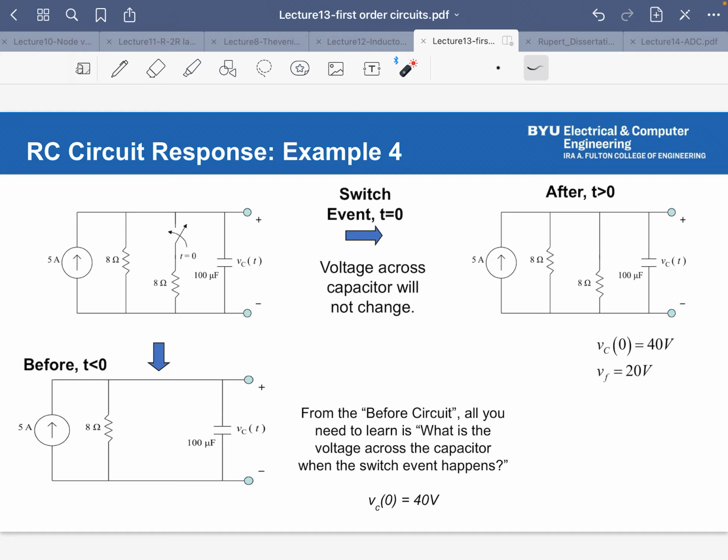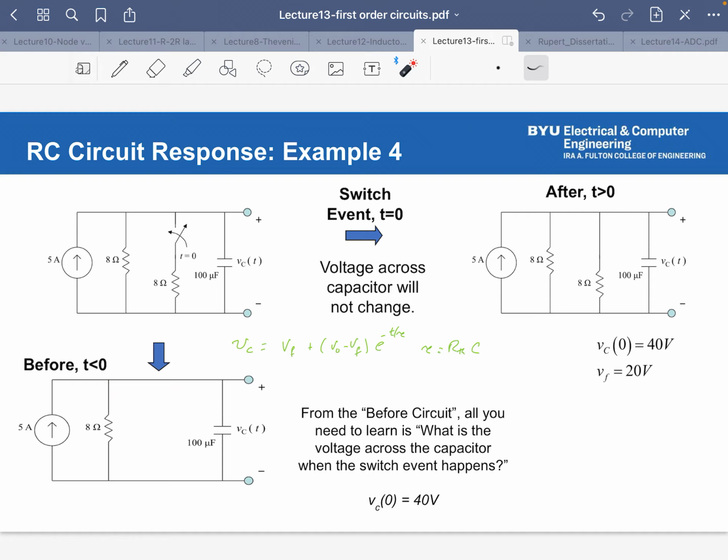Example 4, so again, the switch closes at time t equal to 0, and we want to find the voltage across the capacitor. So to solve these problems, we always want to find the initial. I guess I could write the formula here. VC is going to be the final voltage plus the initial minus the final, e to the minus t over tau. In this case, tau is going to be R Thevenin times C, because we're looking at the voltage across the capacitor. So before time t equal to 0, basically this thing is gone, and the capacitor is completely charged up.